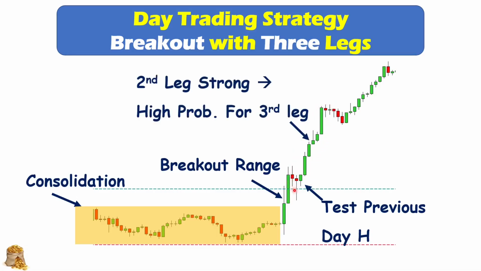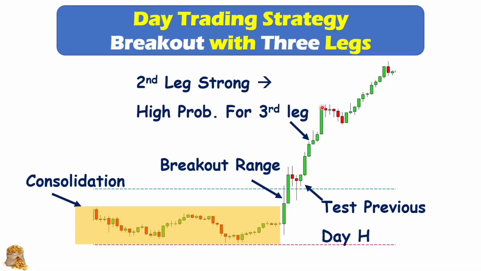Take a look at the second leg up. How many bull bars we have? 1, 2, 3, 4, 5, 6. 6 consecutive bull bars, which means the strength of the market. And then take a look at the distance of this bar. It's larger than the first leg. So this means the strength of the market to the upside, and then there's a higher probability that the market will go for a third leg.